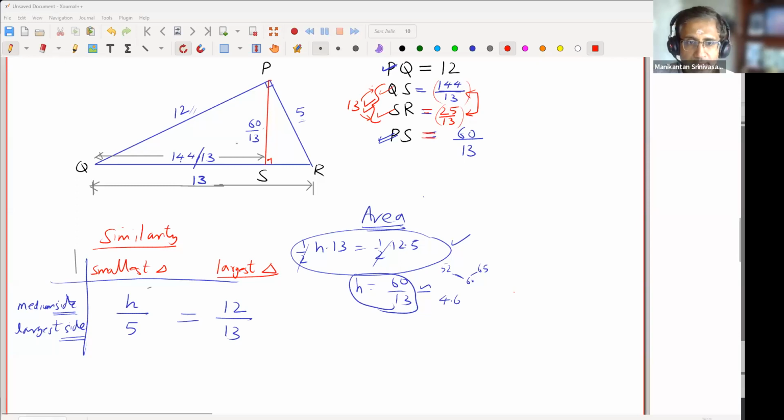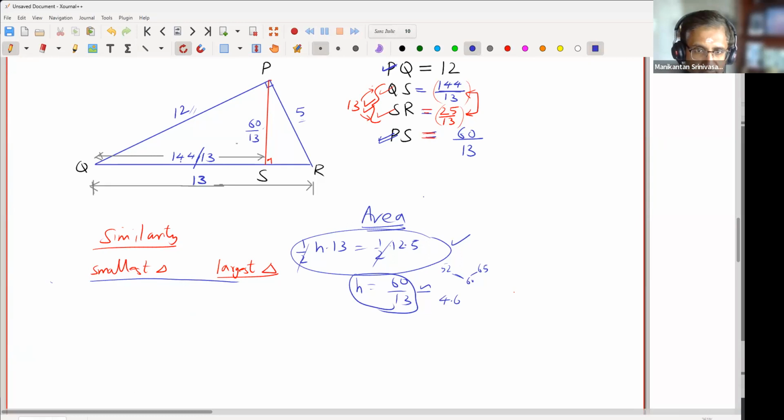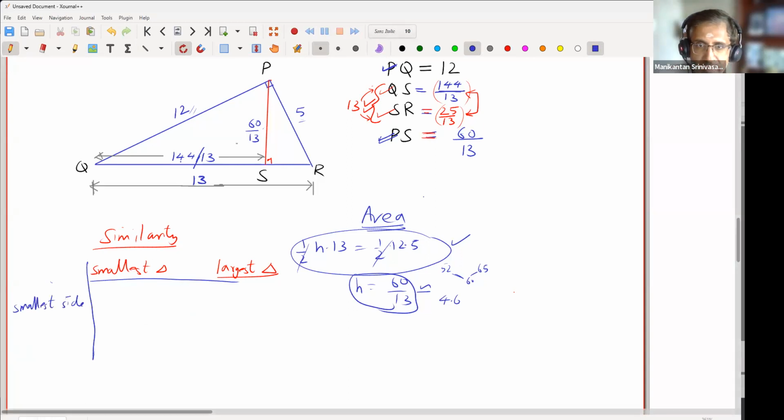Okay. So SR appears in the smallest triangle and is the smallest side. I'll compare with the largest triangle, where everything is known, so I can always use that. In the smallest triangle, SR is the smallest side, so I'll use the smallest side. And in the smallest triangle, do I know any one side? I know the largest side. I can use that.